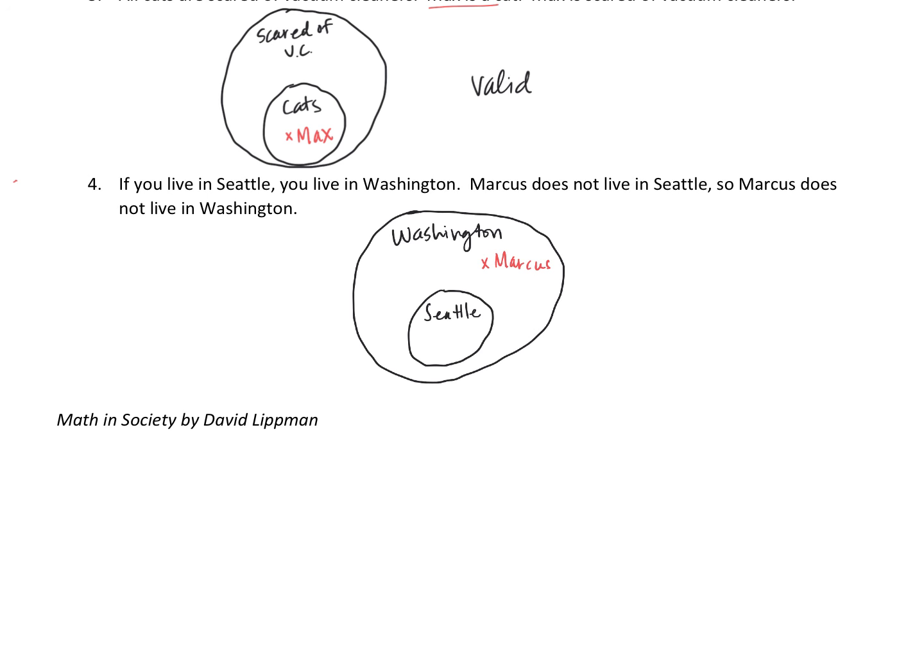But notice there's other places to live besides Washington, right? So he doesn't live in Seattle. He could live in Washington, but he could also live outside of the large circle, which is somewhere other than Washington. So in this case, we don't know if we should put Marcus in the bigger circle or outside of the circles altogether. Since we don't know where to put him, our conclusion is Marcus does not live in Washington. Well, that's not necessarily true because he could still live in Washington, just not in the city of Seattle. So this would be invalid.